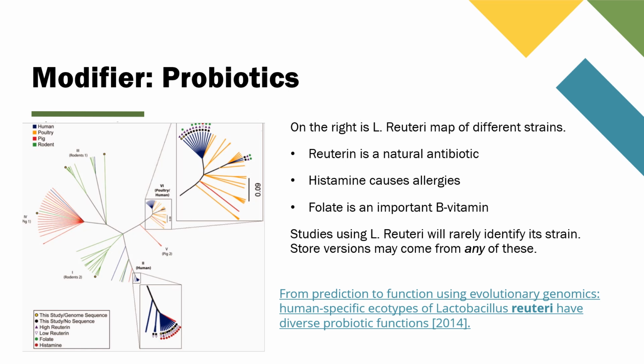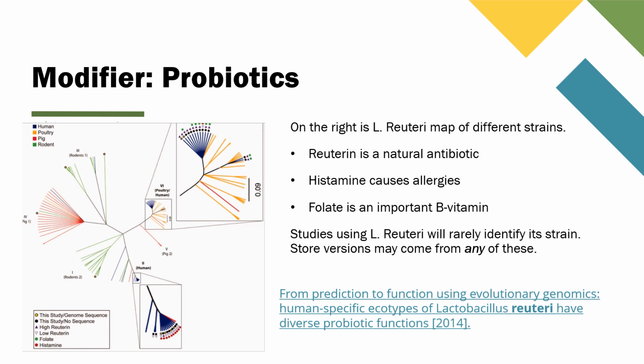Lactobacillus reuteri is actually... some of the species produce a natural antibiotic, others do not. Some produce histamine, which affects allergy, and people who are histamine sensitive will get sick taking it. Other people won't have any effect because they have histamine tolerance. Folate is an important B vitamin, and whether or not it is produced varies. Each of these strains is different.